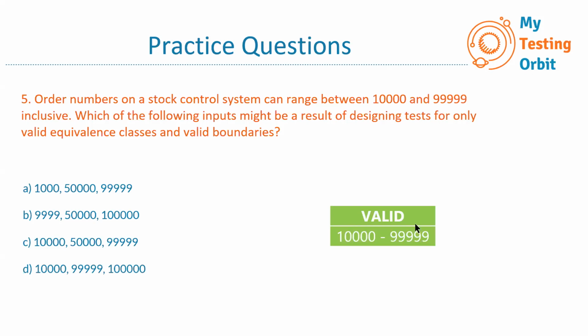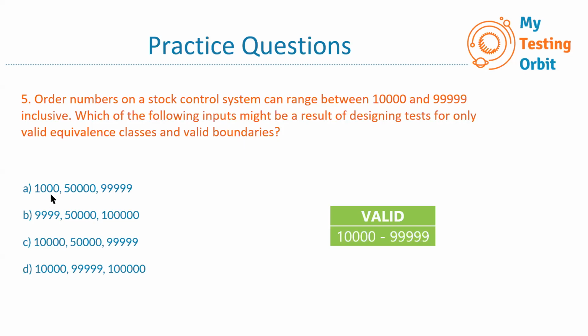Okay, so this is quite simple because we have been given a valid range, which is between 10,000 and 99999. Whenever you are attempting these kinds of questions, first of all, draw your valid and invalid classes. After that, go through again what you are required to do with those ranges. It says, which of the following inputs might be a result of designing tests for only valid equivalence classes and valid boundaries? So over here, we have to take care of both equivalence class and valid boundaries, and only valid, not the invalid ones.